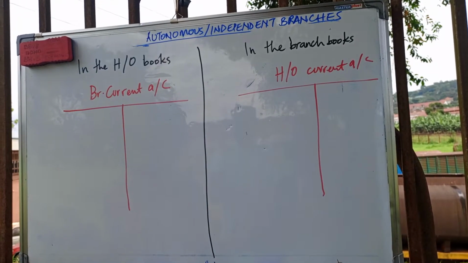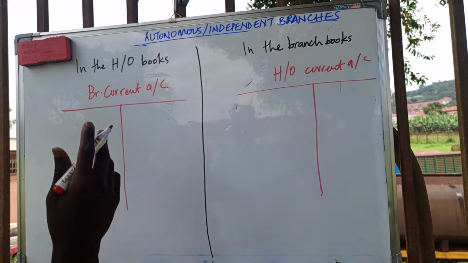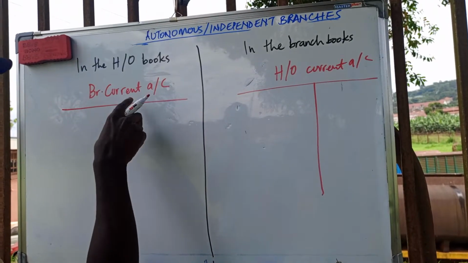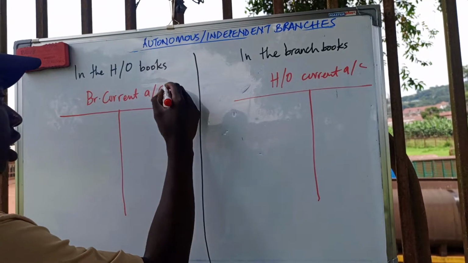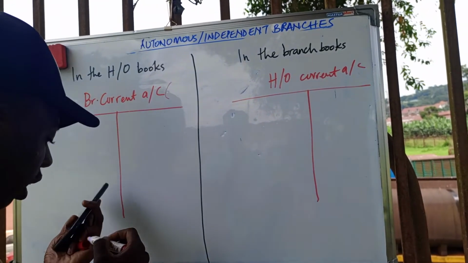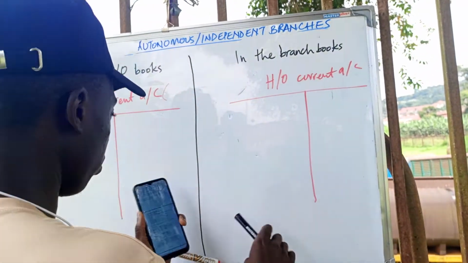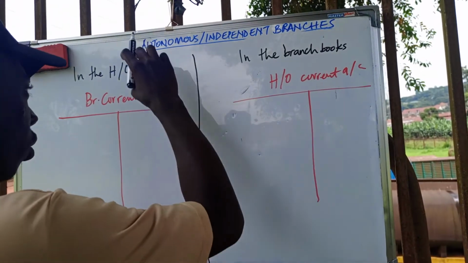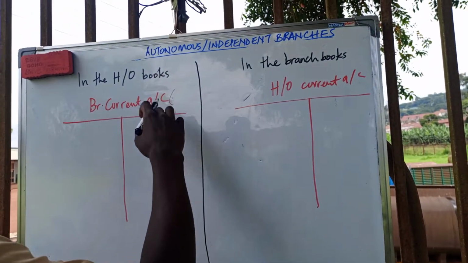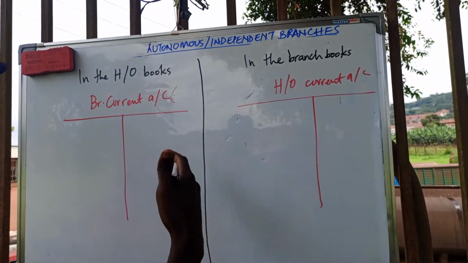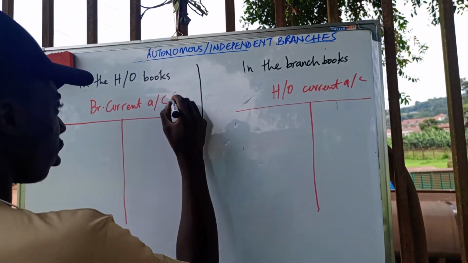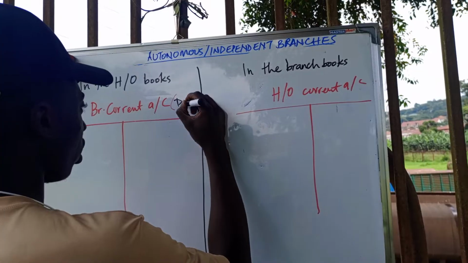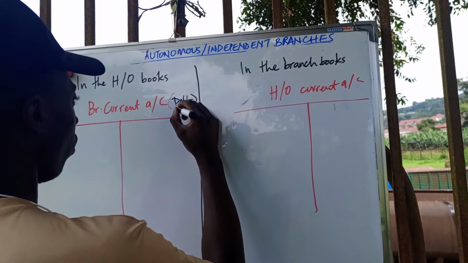But you must take note of the relationship between the head office and the branch. In the books of the head office, the branch must be a debtor or a customer. In the books of the head office, this branch is a debtor, because it's just selling goods on behalf of the head office. Those goods do not belong to the branch. It has to remit back the money. So this is a debtor, or our customer.